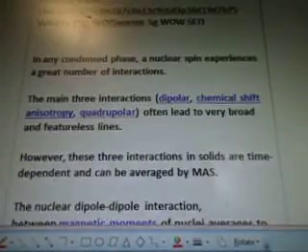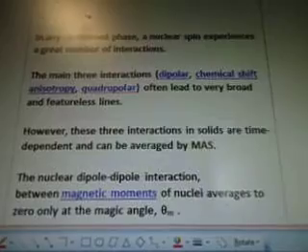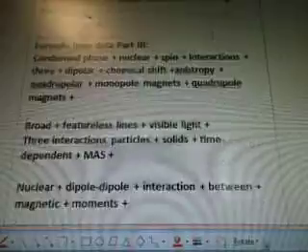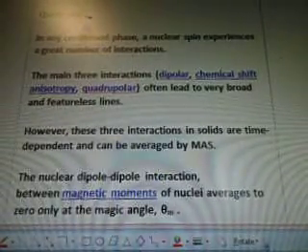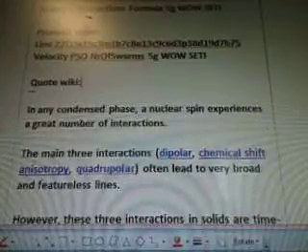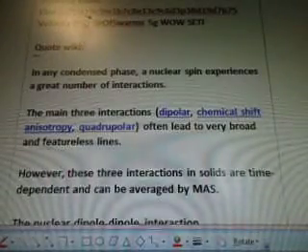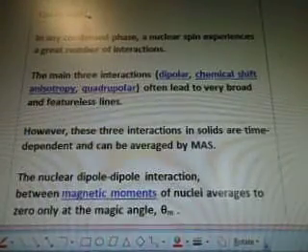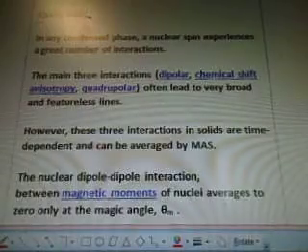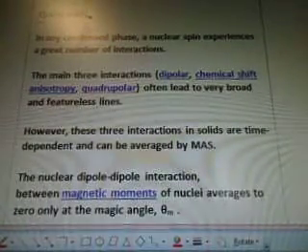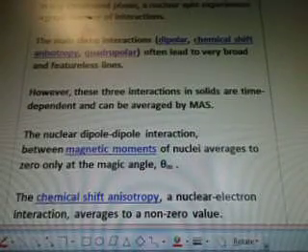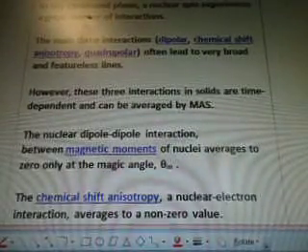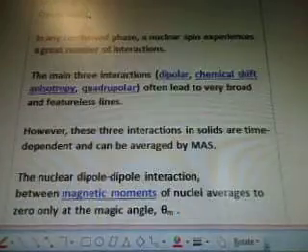So any condensed phase, and here we don't have the quote again. I don't know if this is wiki or a blog. No, it's got to be wiki because I didn't put the blog link. So it's quote wiki. In any condensed phase, a nuclear spin experiences a great number of interactions. The main three interactions are dipolar, chemical shift anisotropy, quadrupolar, often lead to very broad and featureless lines. However, these three interactions in solids are time dependent and can be averaged by MAS.